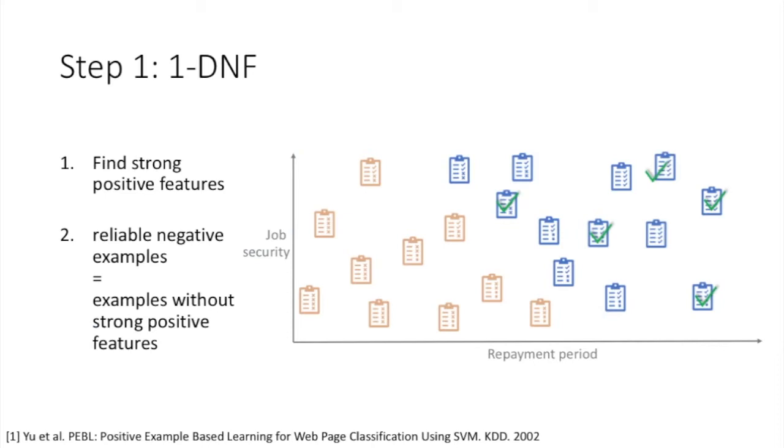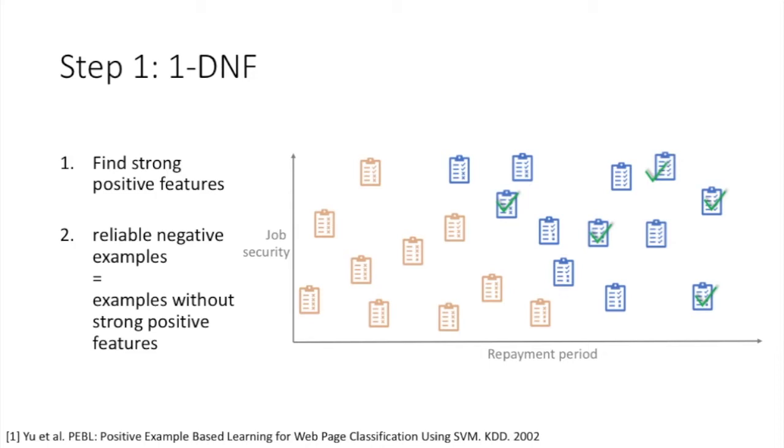So one technique that was specifically developed for PU learning to find reliable negative examples is the 1DNF technique. This one is based on finding strong positive features first. A strong positive feature is a feature that occurs much more frequently in the labeled data than in the unlabeled data. So let's look at this for a second.